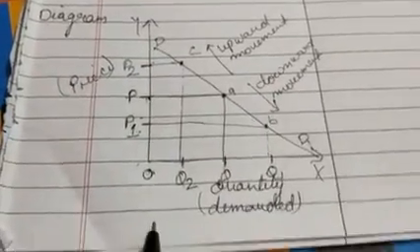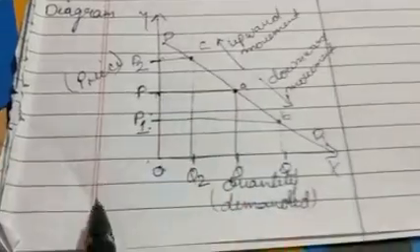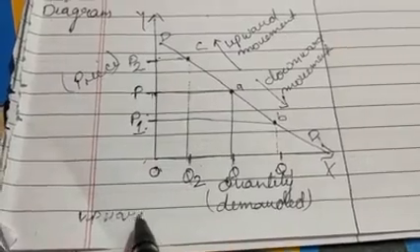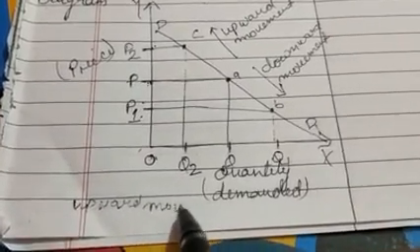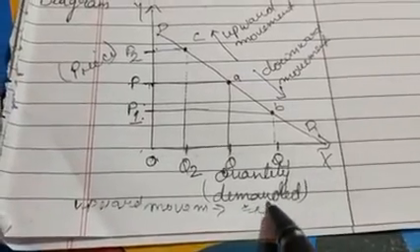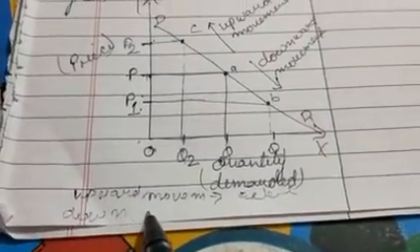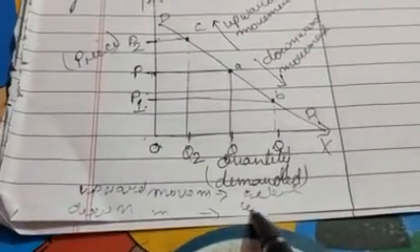Now below the diagram we will write. What will you write? Upward movement shows extension of demand. Downward movement shows contraction of demand. That's it.